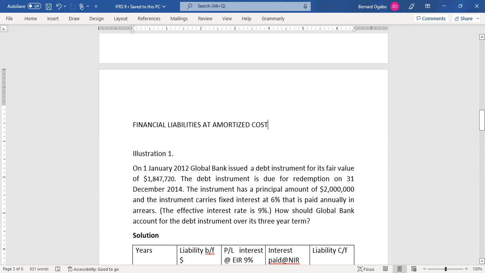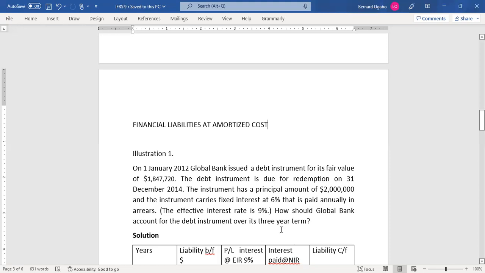So this is an adapted example from the question on compound financial instruments. Let's look at what happened. Illustration 1. On 1st January 2012, Global Bank issued a debt instrument for its fair value of 1,847,720. The debt instrument is due for redemption on 31st December 2014. The instrument has a principal amount of 2 million, and carries a fixed interest rate of 6% that is paid annually in arrears. The effective interest rate is 9%. How should Global Bank account for the debt instrument over the 3-year term?